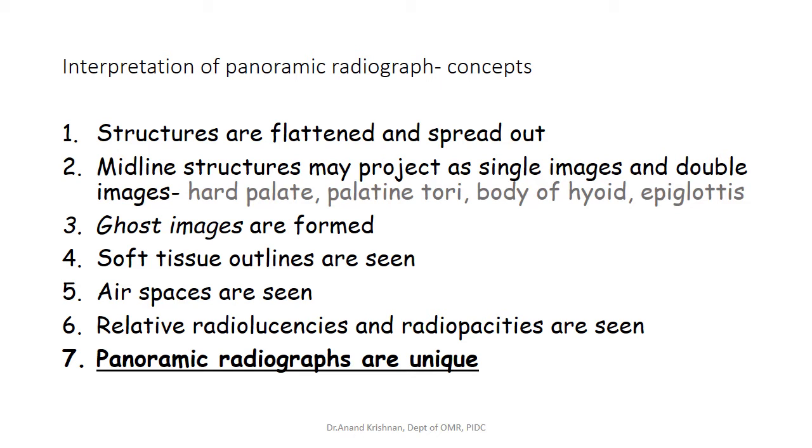So here the things to consider are that the structures are flattened and spread out. The midline structures may project as single images and double images. Example: the hard palate, tori, the hyoid bone, and the epiglottis. Ghost images are formed. We'll see a little bit about ghost images as we go on further, and we'll also see what the soft tissue spaces and air spaces are within a panoramic radiograph. Then relative radiolucencies and radiopacities are seen, and panoramic radiographs are unique.